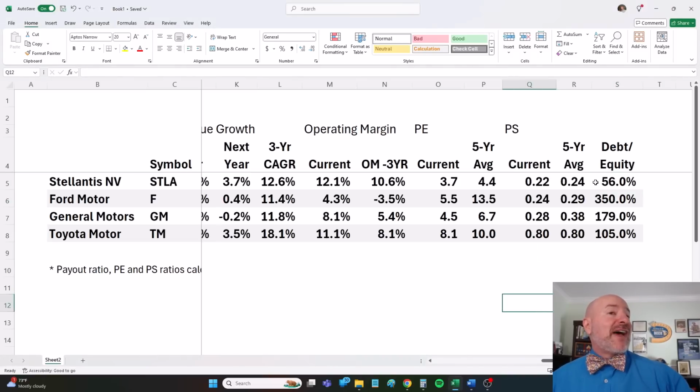But the bigger picture is it does have quite a bit lower debt to equity than a lot of these other companies. So Stellantis is less highly leveraged than these other companies, and that is a plus for the stock.